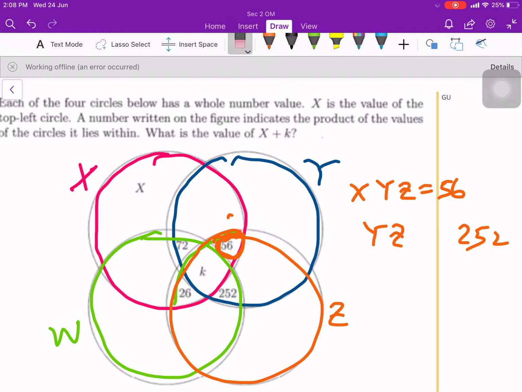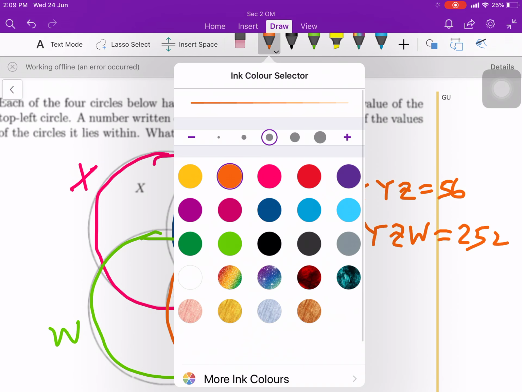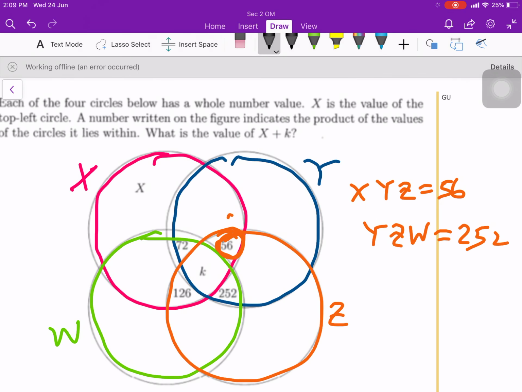Okay, let me write properly. That means in this case, this part here will be 252, right? Then let's interpret 126. Take note this part here. Can you see that 126 is actually the product of what? 126 is a product of x, w, and z. That will be just equal to 126, right?